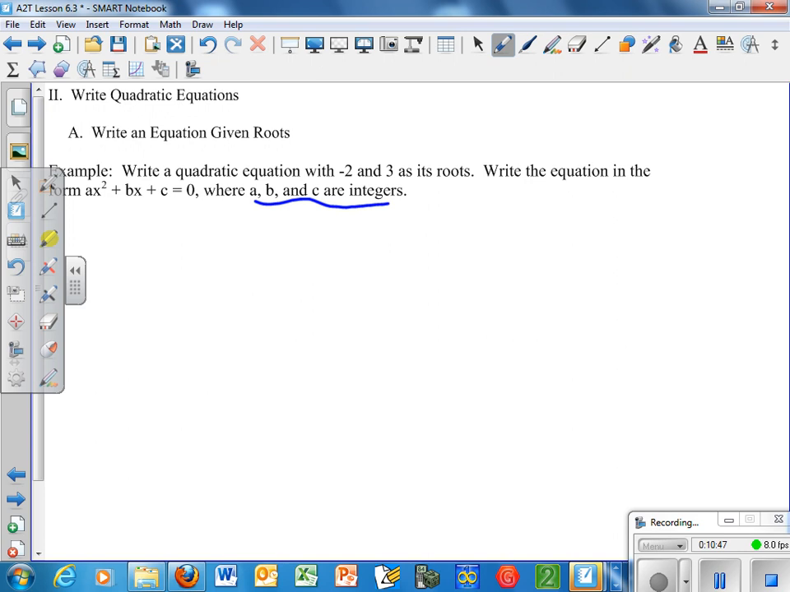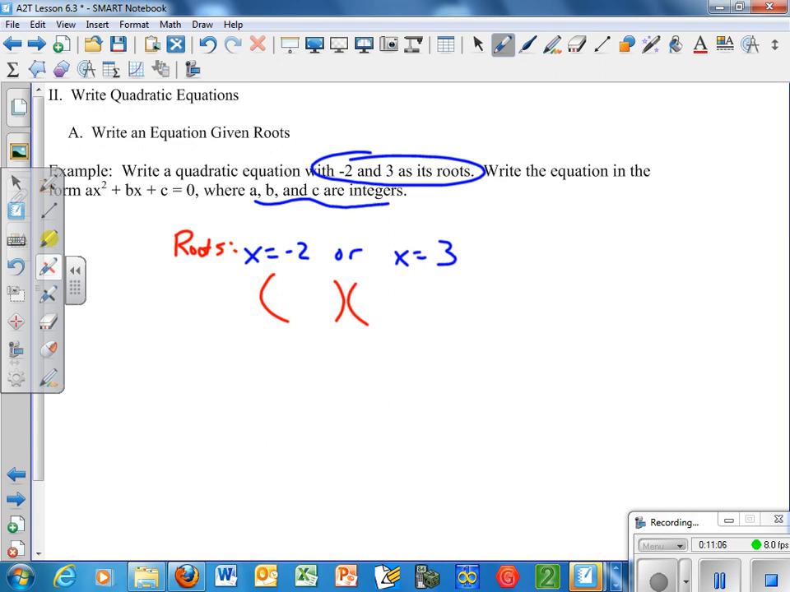Now, think about this. What they're saying when these are the roots is that x equals negative 2 or x equals 3. I want you to think backwards from what we did to get the roots. What that means is if the roots or the solutions are these two, think about this. What would have to go to give us a root of negative 2? This one would have to be an x plus 2.